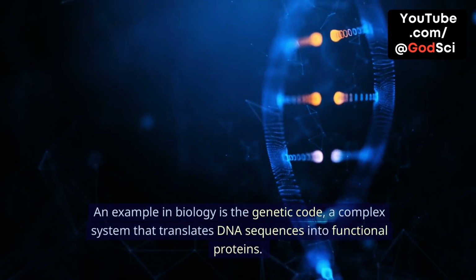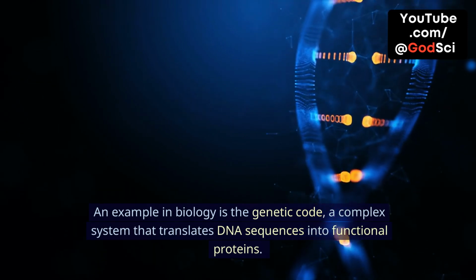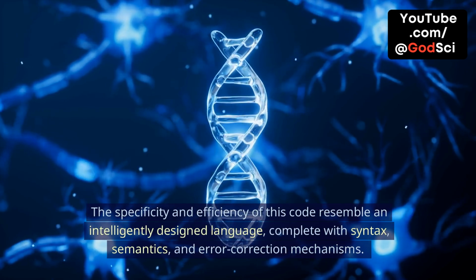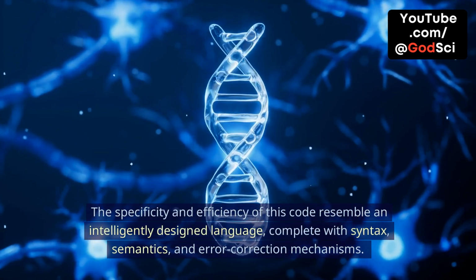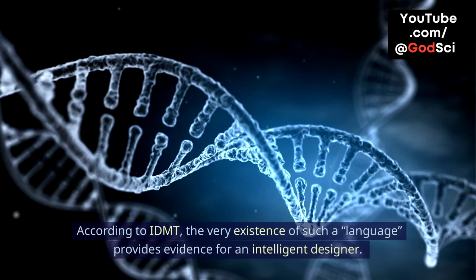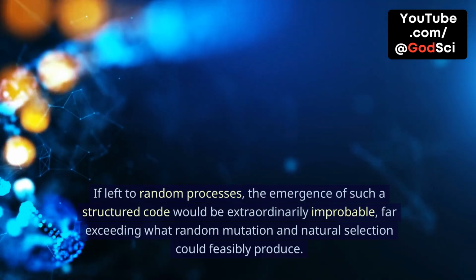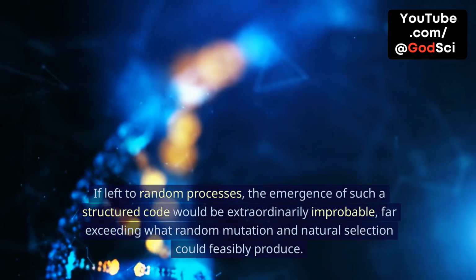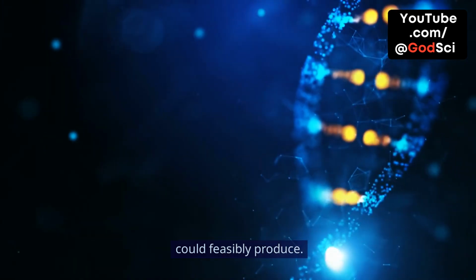An example in biology is the genetic code, a complex system that translates DNA sequences into functional proteins. The specificity and efficiency of this code resemble an intelligently designed language, complete with syntax, semantics, and error correction mechanisms. According to IDMT, the very existence of such a language provides evidence for an intelligent designer. If left to random processes, the emergence of such a structured code would be extraordinarily improbable, far exceeding what random mutation and natural selection could feasibly produce.